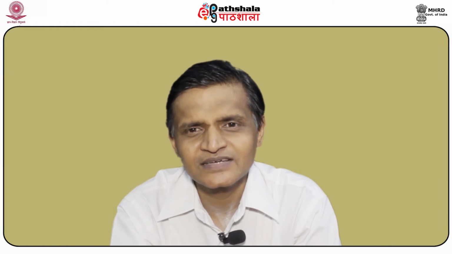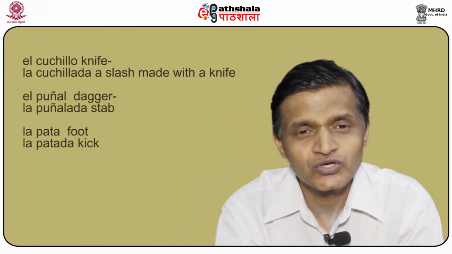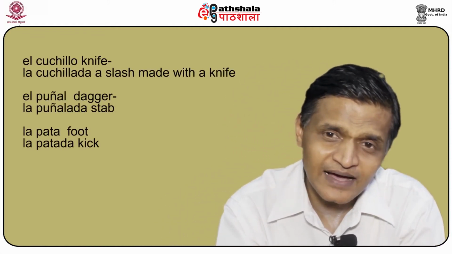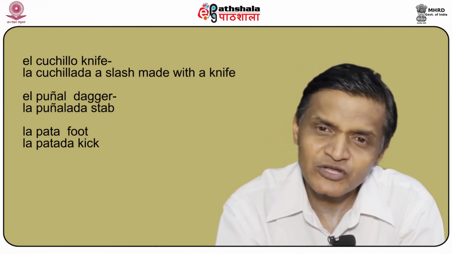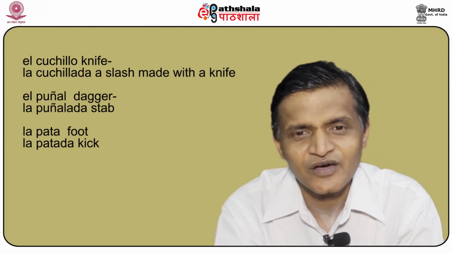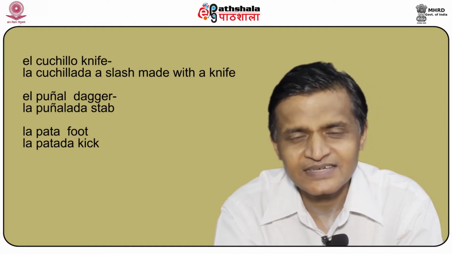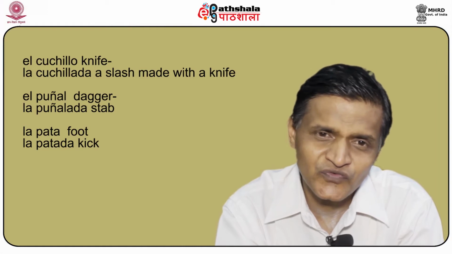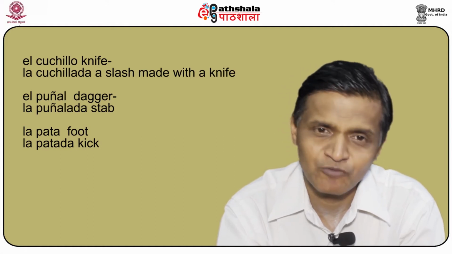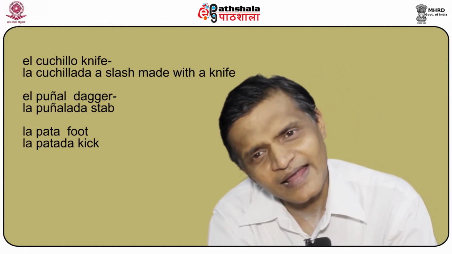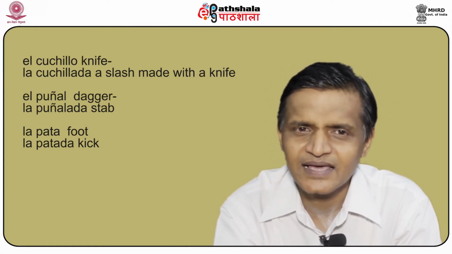A blow with the object designated by the noun is also a very interesting thing. El cuchillo, a knife, becomes la cuchillada, a slash made with a knife. El puñal, dagger, becomes la puñalada, stab. La pata, foot, becomes la patada, kick. So, the blow with the object designated by the noun takes on a new form. El cuchillo becomes la cuchillada, a slash made with a knife. El puñal, dagger, becomes la puñalada, the stab. And la pata, foot, becomes la patada, the kick.